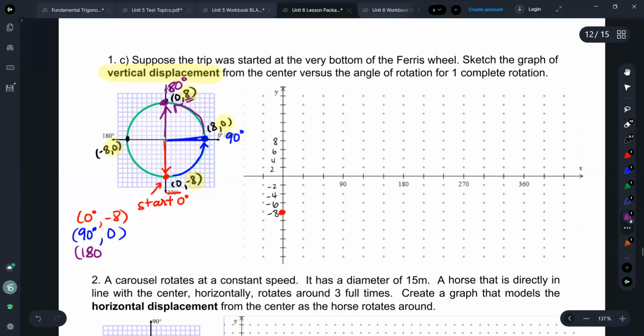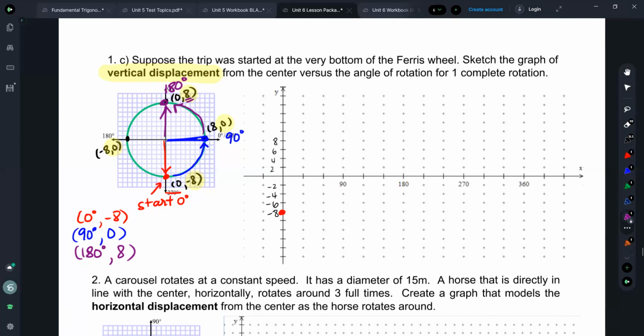Johnny? Depends what it's asking for. This asks us for the vertical displacement versus angle of rotation. So that is why we're doing degrees for x and the vertical for y. So horizontal versus angle of rotation for the previous one. So the angle is the x, and then the horizontal displacement is what we're tracking with y.